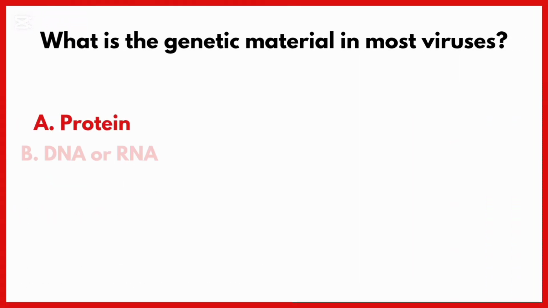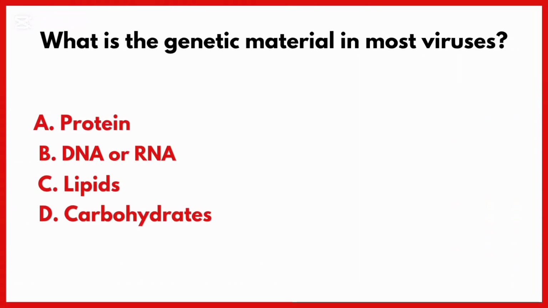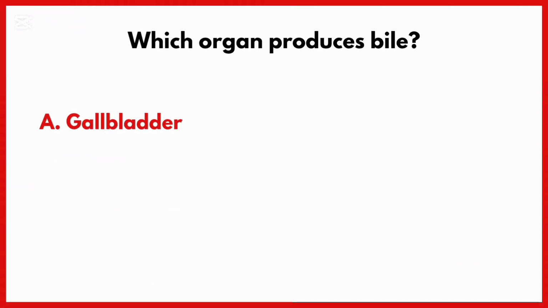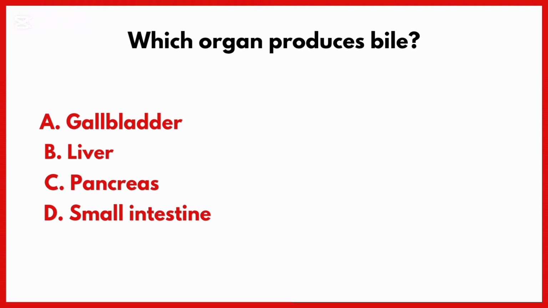What is the genetic material in most viruses? Correct answer is option B, DNA or RNA. Which organ produces bile? Correct answer is option B, liver.